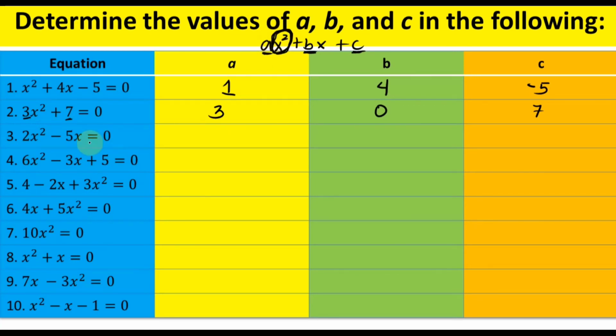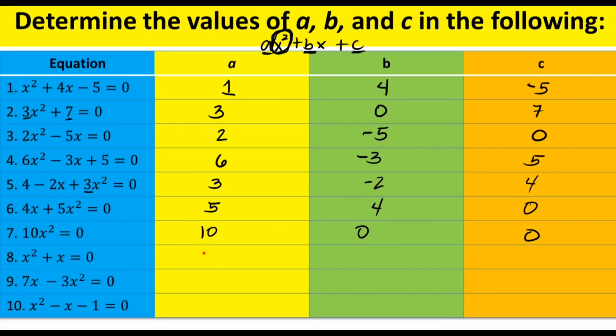Next, number 3, we have 2, that is 2, letter A, and letter B is negative 5, and C is 0. Wala. So, number 4, ang A is 6, negative 3 ang B, and letter C is 5. Number 5, ang A natin is 3, ang B natin is negative 2, ang C natin is 4. Number 6, ang A natin is 5, and B natin is 4, and C is 0.